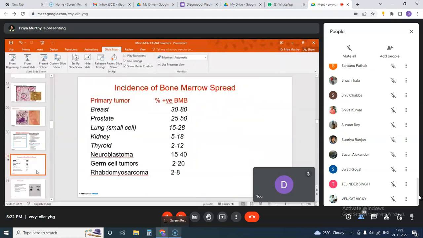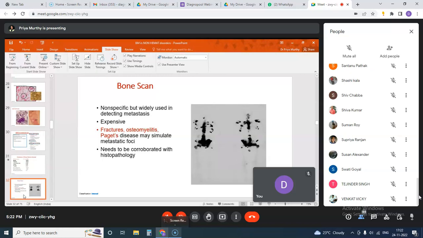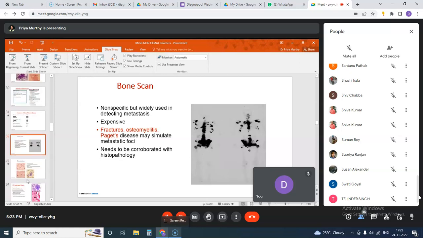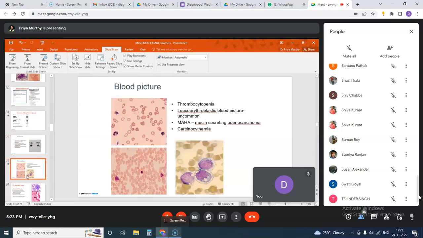The breast is the most common organ which causes metastasis in the marrow in women, and prostate in men. Other organs which cause bone marrow metastasis are lung and kidney. In children, it is mostly neuroblastoma. So when we do a PET scan, we come across a diffuse uptake, which indicates that it could be a metastasis. What we see in the peripheral blood is a leukoerythroblastic blood picture.